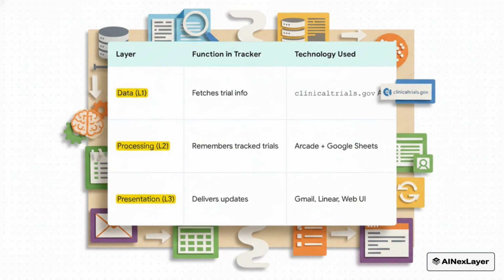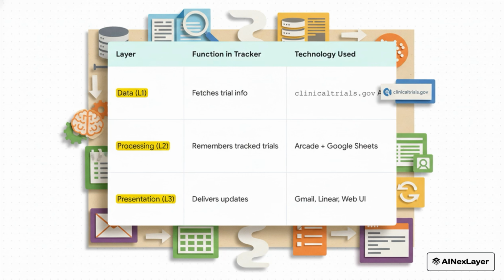It really shows off that separation of concerns. Down in layer 1, the data layer, the agent just does one thing. It fetches information from the clinicaltrials.gov API. Then in layer 2, the processing layer, it uses a simple Google Sheet as its memory to remember which trials it's supposed to be tracking. And finally, up in layer 3, the presentation layer, it delivers updates through Gmail and creates tickets in Linear.